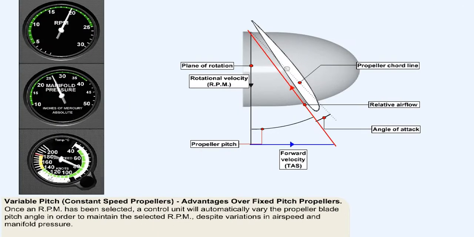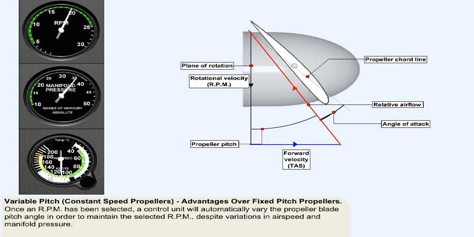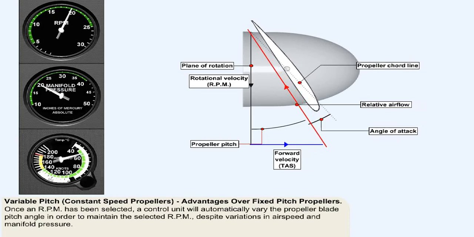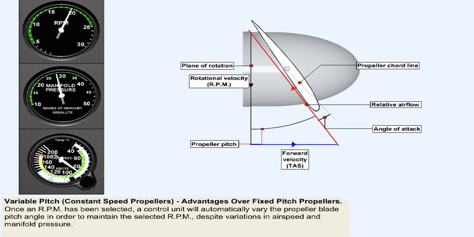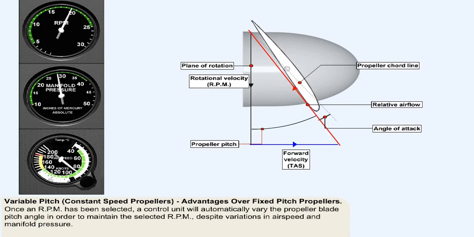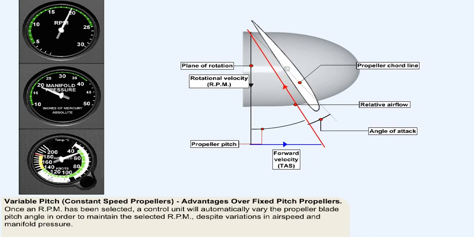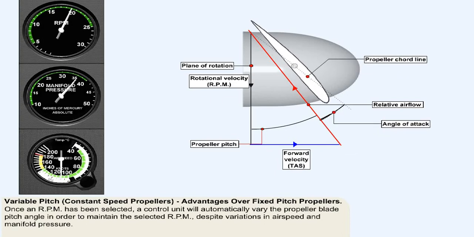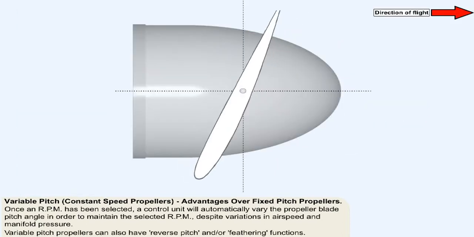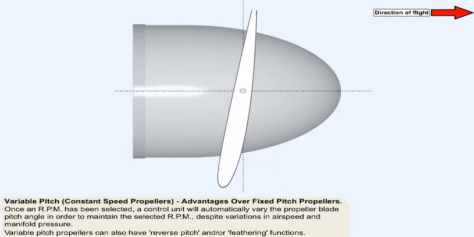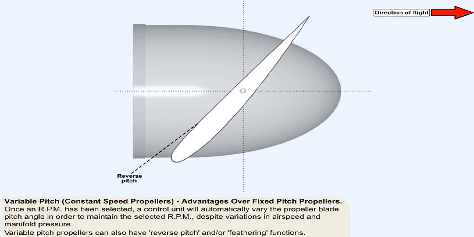Once an RPM has been selected, a control unit, either a constant speed unit or propeller control unit, will automatically vary the propeller blade pitch angle, and therefore its angle of attack to the prevailing relative airflow, in order to maintain the selected RPM despite variations in airspeed and manifold pressure. Variable pitch propellers may also have a reverse pitch and/or feathering function, the advantages of which will be discussed later in this lesson.